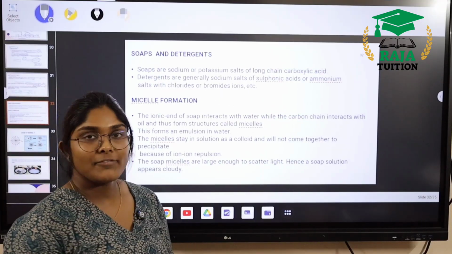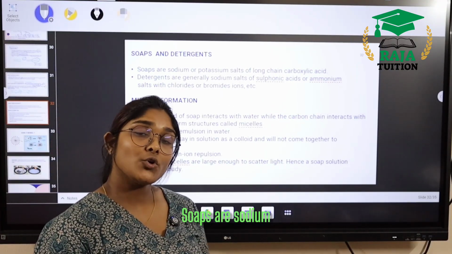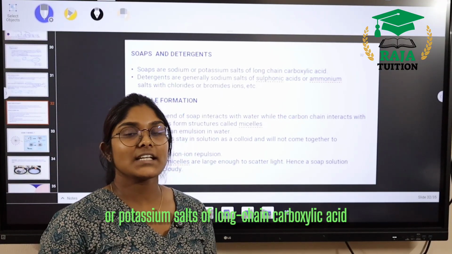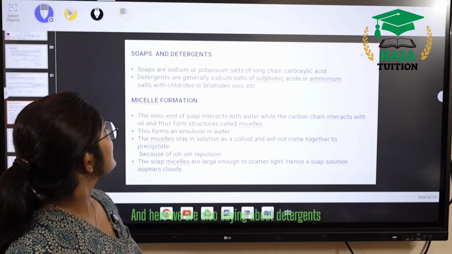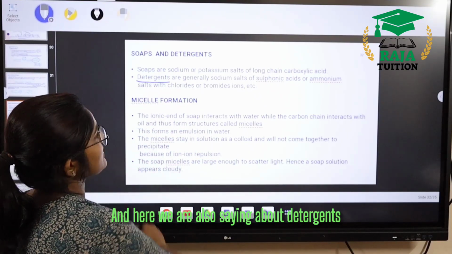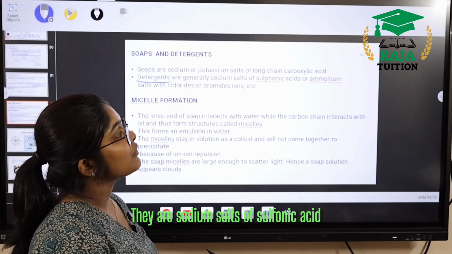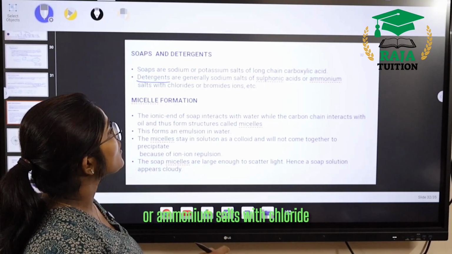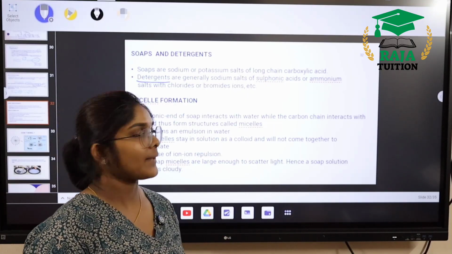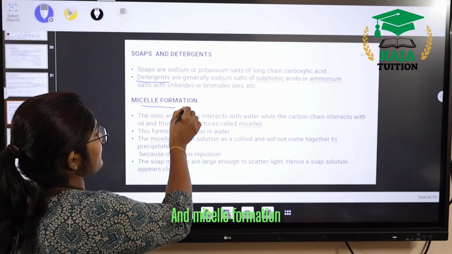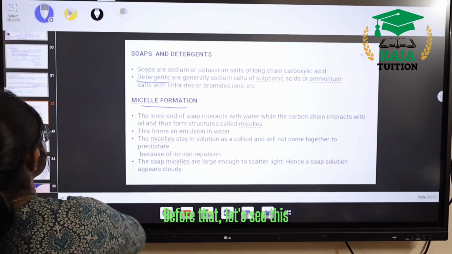Soaps and detergents. We have already come across that. Soaps are sodium or potassium salts of long chain carboxylic acid. And here we are also talking about detergents. They are sodium salts of sulfonic acid or ammonium salts with chloride or bromide ions. Okay. And micelle formation. Before that, let's see this.